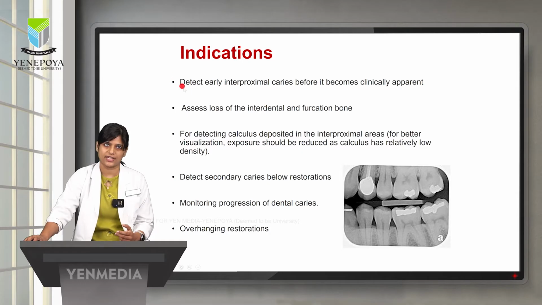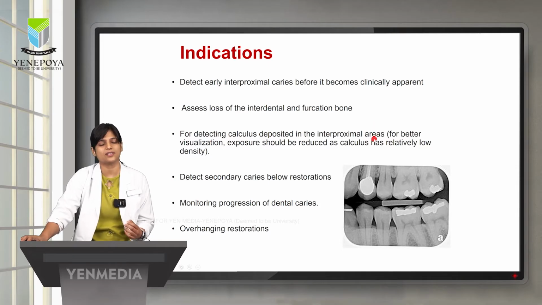So, let's move on to indications. You can detect early interproximal caries before it becomes clinically apparent. You can assess the loss of interdental bone and furcation bone. So, it is useful in assessing periodontal conditions, and along with that you can also detect the calculus deposited in the interproximal area.